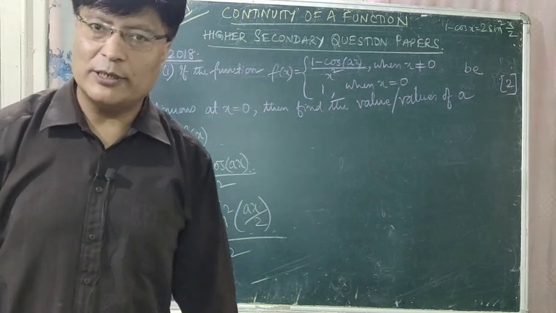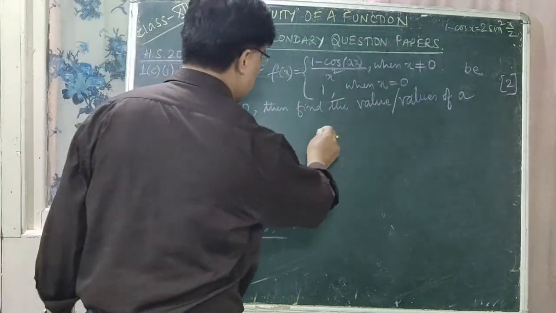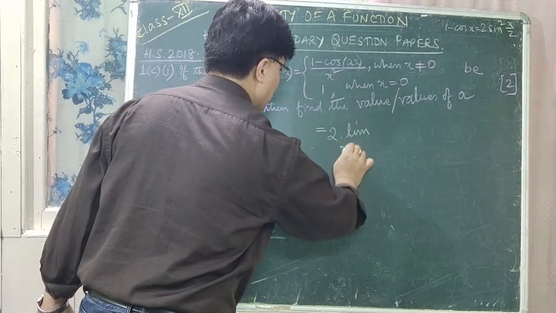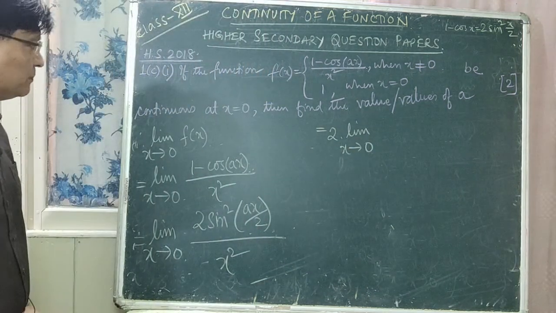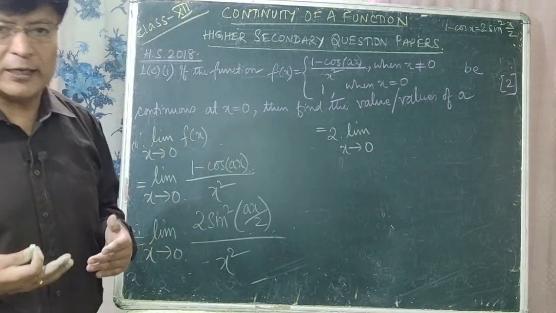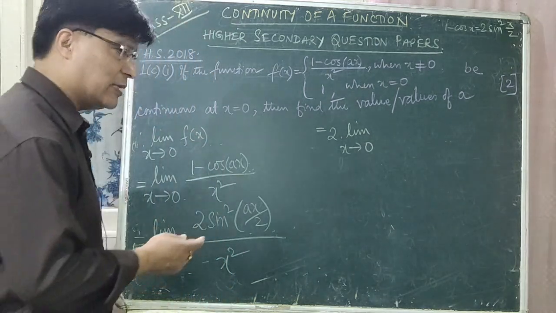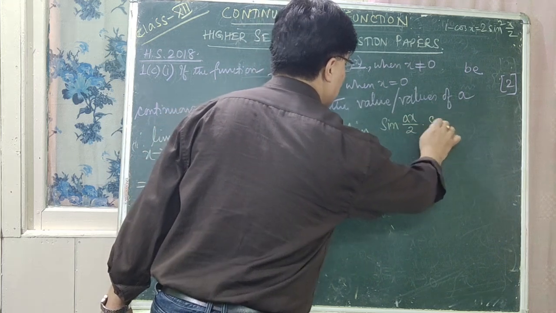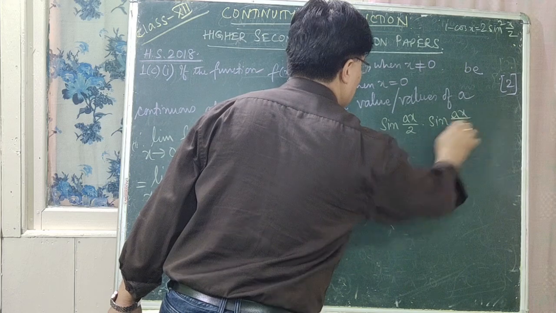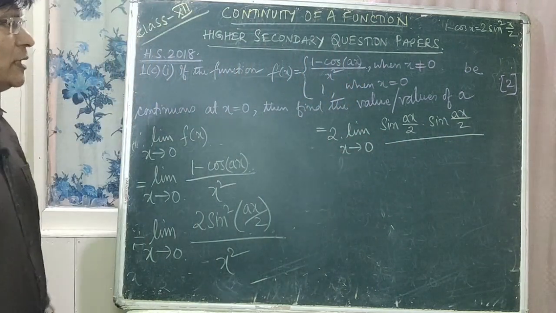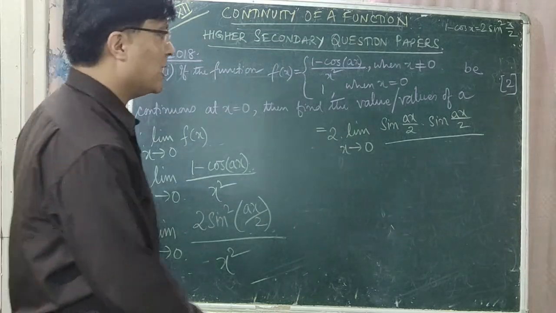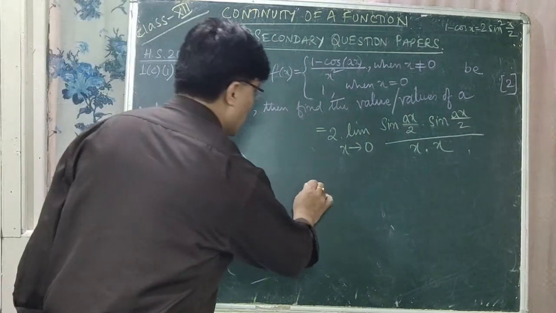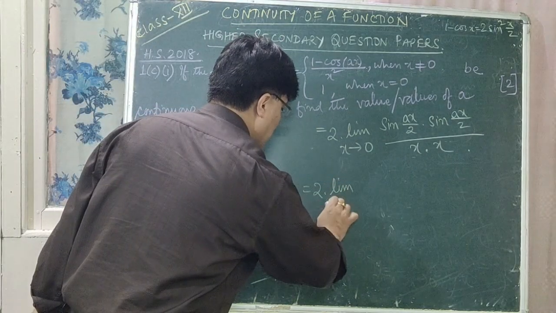Since sin is there, you have to convert it into a standard form. You know that, isn't it? What is 2 out here? 2 is a constant, so it should be taken outside. 2 into limit x tends to 0. Now sin square can be written as sin times sin, so this is sin ax by 2 into sin ax by 2, divided by, in the denominator also, x square can be written as x into x.